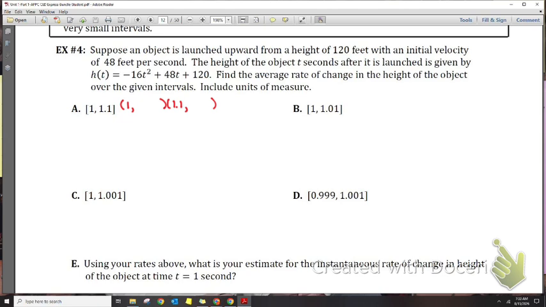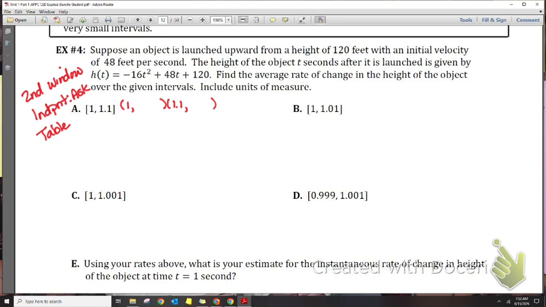plus 120. Now if I go to my table, I can find 1, but it also has 2, 3, 4, 5. It doesn't have 1.1. So what you can do is go to second window, and you see where it says independent, INDPNT, and it says auto, change that to ask. So it's going to ask you what X values you want me to look at. All right, so change it to ask and then go to your table.